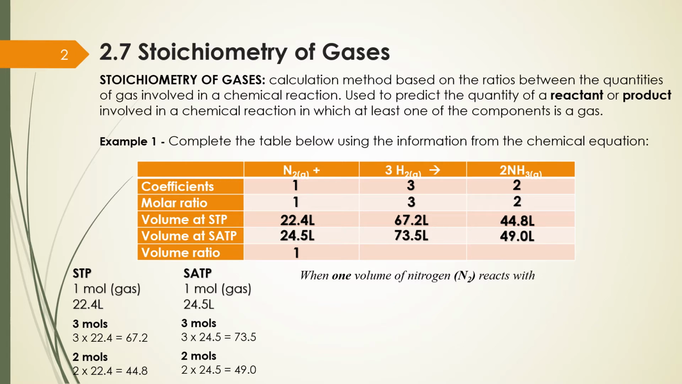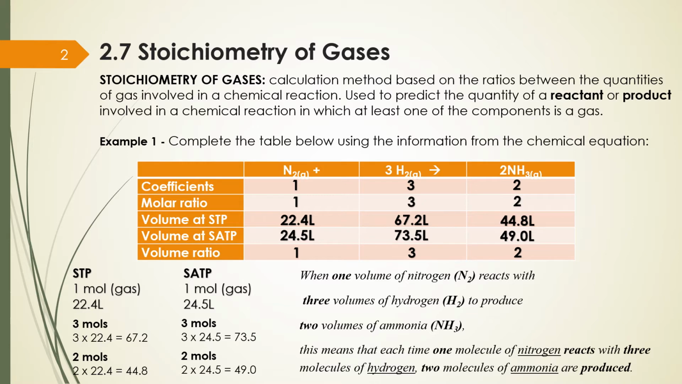So for any volume, if this is one volume of N2, it's going to react with 3 volumes of hydrogen. For each liter of nitrogen, I need 3 liters of H2 to produce 2 volumes of NH3, or 2 liters of NH3. So if I use 1, I need 3 of H2 to form 2 of NH3. If I use 2 liters here, it's gonna be 6 liters of H2 forming 4 liters of NH3. Okay, this is the volume ratio.